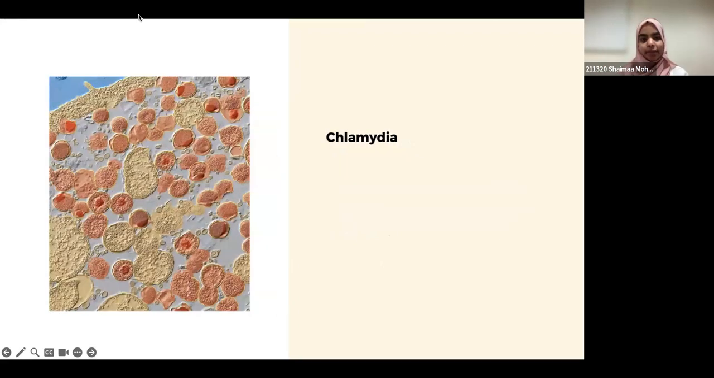Then we have chlamydia. What's atypical about chlamydia is that number one, it's technically a gram-negative bacteria. Why? Because it has a cell wall, and above the cell wall, it has an outer membrane. So it resembles in structure a gram-negative bacteria. However, it's an obligate intracellular, meaning that it cannot live outside the host cell. It has to live inside, usually white blood cells. So it has to live inside a cell.